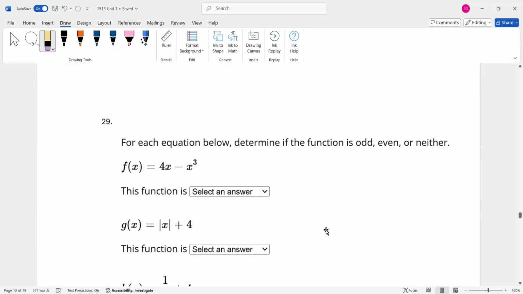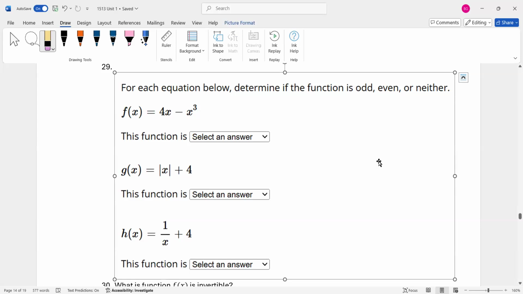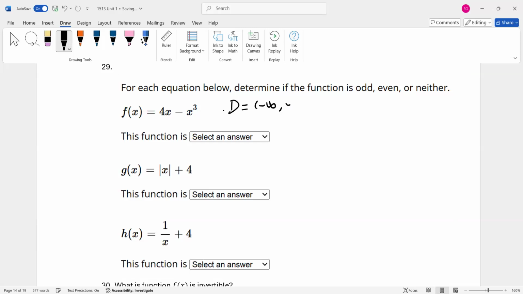All right, let's do problems. Number 29. For each equation below, determine if the function is odd or even or neither. Okay, so this is a polynomial function, f of x. Remember, domain of polynomial function is all real. Okay, so symmetric, no problem. And we're gonna have to check if f of negative x is the same as f of x, or the same as negative f of x, right? So that's the condition for even or odd. Okay, so let's see what is f of negative x.